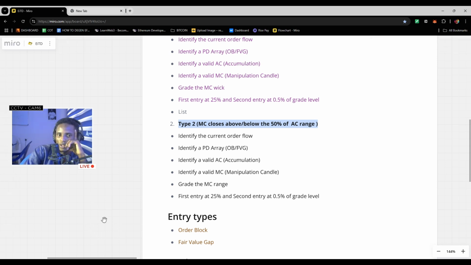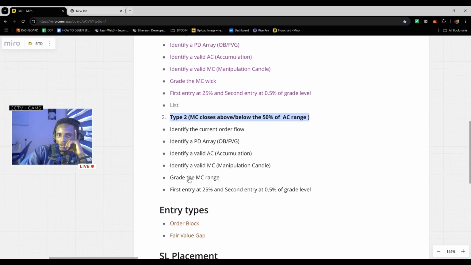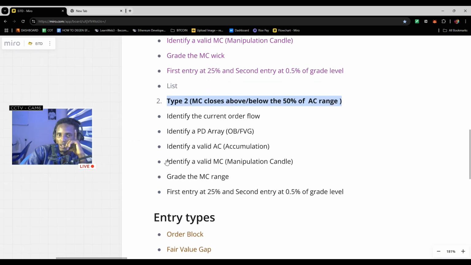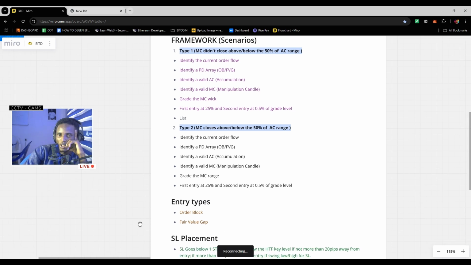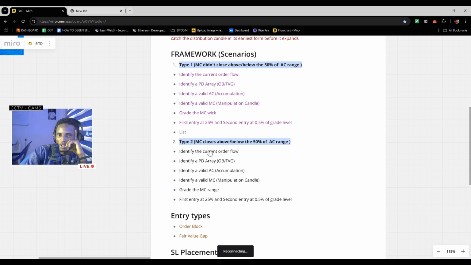Why are we doing that? We're doing that because we know that the distribution candle is not going back to the manipulation wick. It doesn't have to go back to the manipulation candle wick. And for stop loss placement, you put your stop loss above the manipulation candle high, or you put your stop loss at the 75%.